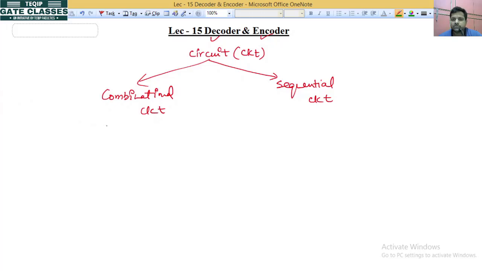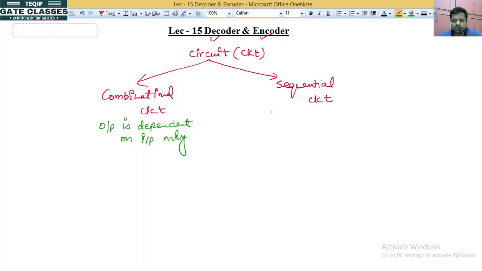What is combinational circuit? A circuit is called a combinational circuit when output is dependent on input only. So in a combinational circuit, the output will depend on inputs only. It means if you change the input, then the output may change.